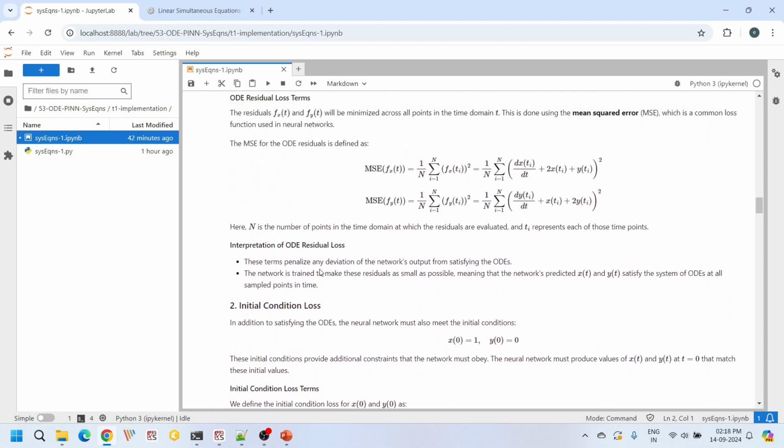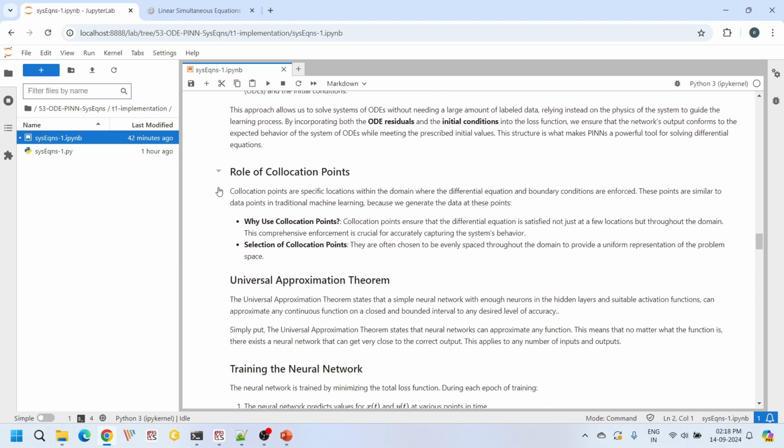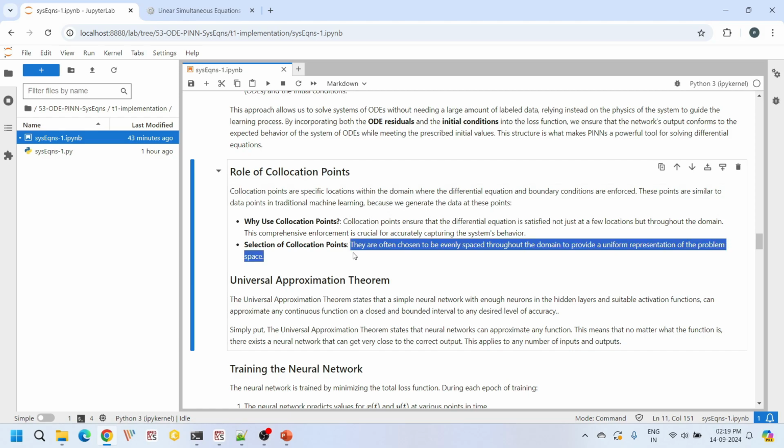Here, as I said, we evaluate these residual losses at some specific points in this chosen time domain. So Ti represents a specific point in the time domain. We call these points collocation points. So collocation points are specific locations within the domain where the differential equation and the boundary conditions are enforced. These points are similar to data points in a traditional machine learning context because we generate the data at these points. So how many points do we have to choose and how many are sufficient?